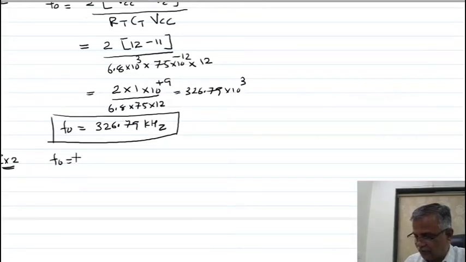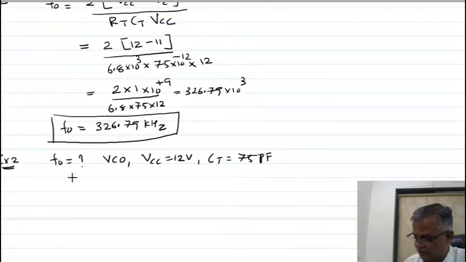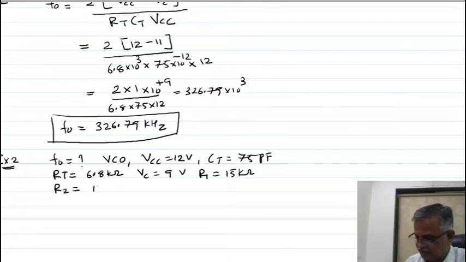Calculate the value of FO for a VCO circuit. If VCC is 12 volt, CT is 75 picofarad, RT is 6.8 kilo ohms, VC is 9 volt, this is a modulating voltage, R1 is 15 kilo ohm and R2 is 100 kilo ohm. Answer.